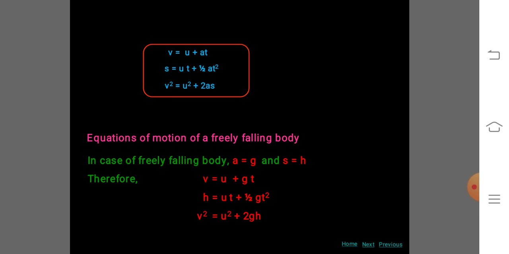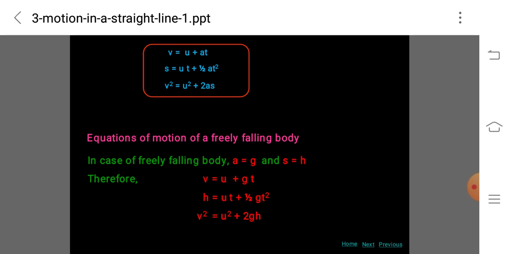In this case we are just taking a = g and s = h, and putting these in our equations of motion. Our first equation of motion is v = u + at. Instead of a, we are putting g. So what will this equation become? v = u + gt.